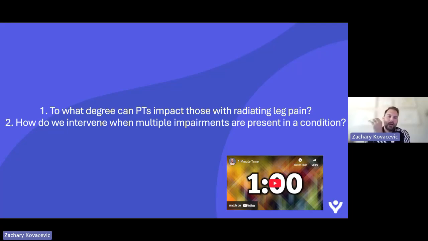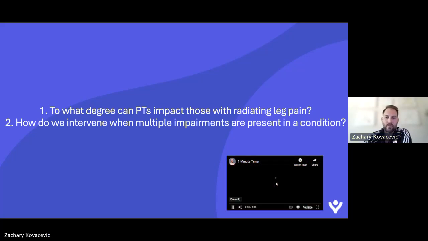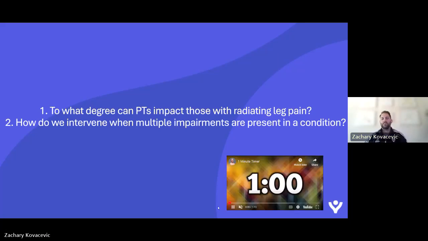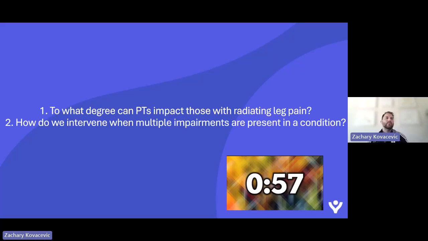So again, on your piece of paper, you're going to think about these two questions. You're going to write the answers down to these two questions. And these are essentially going to be the essential questions that we consider throughout the entire duration of this talk, right? So on that piece of paper, spend 1 minute of time answering these two questions. To what degree can PTs impact those with radiating pain? Again, there's no right or wrong answer, just your beliefs. And then how do we intervene when multiple physical impairments are present in a condition? Okay, so 1 minute of time. Please take that 1 minute to answer those two questions.